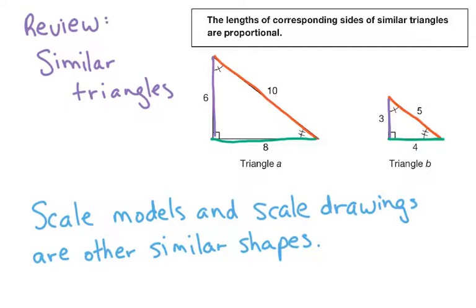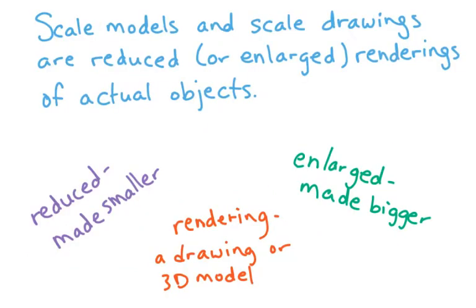So we're going to take this to the next level because it's not just triangles that can be similar. Any shape can be similar, even like the cars that you saw on the first page. So they can all be proportional. And so scale models and scale drawings are other similar shapes, and they're proportional just like the similar triangles were. Scale models and scale drawings are reduced or enlarged renderings of actual objects.